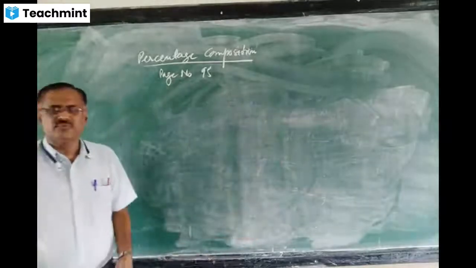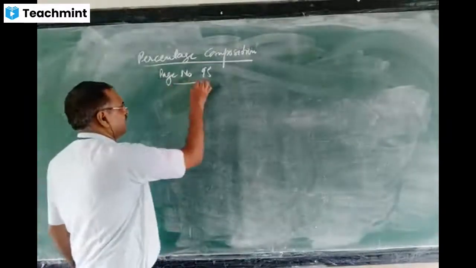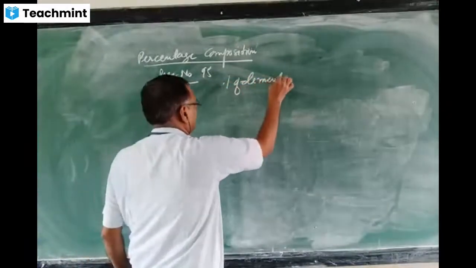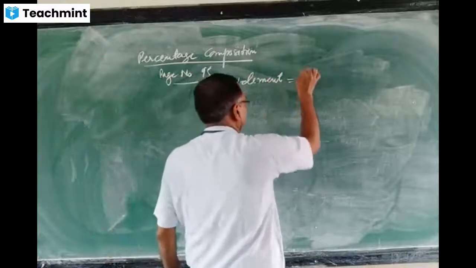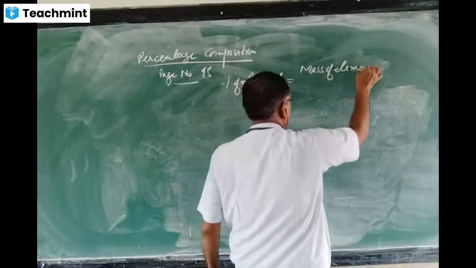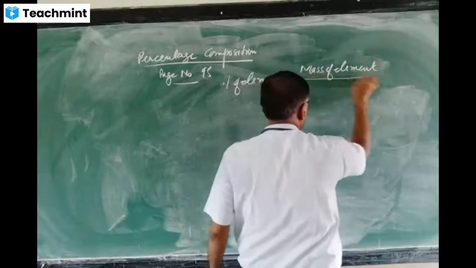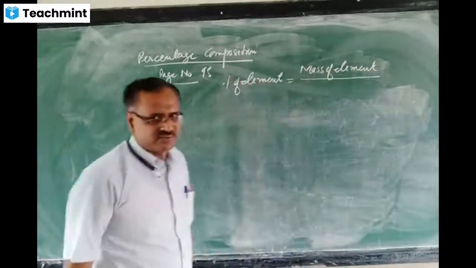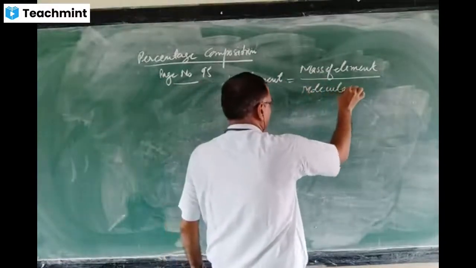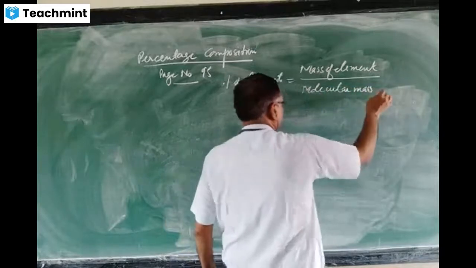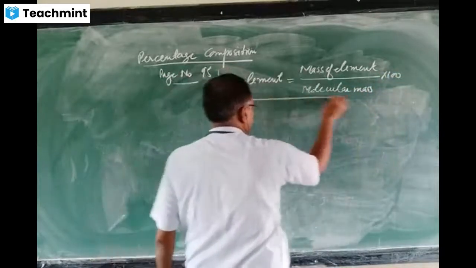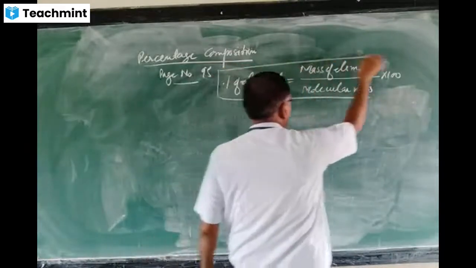So here one formula will be used: percentage of element is equal to mass of element upon molecular mass, multiplied by 100. So only this formula will be used here.